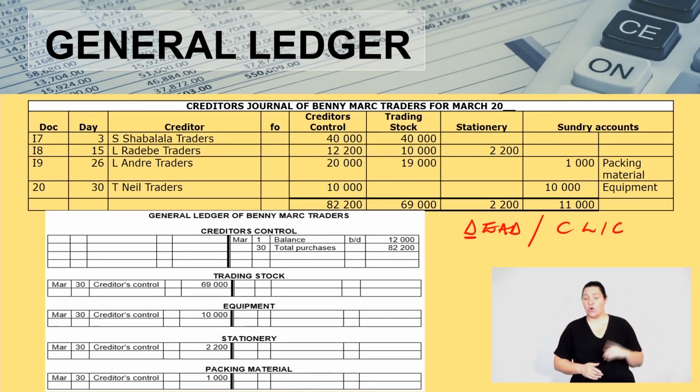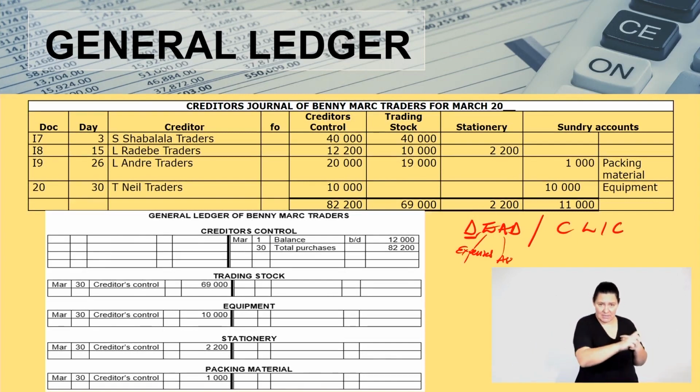So we debit all our expenses. Make sure you're writing with me. We debit all our assets, and we also debit all our drawings. This D stands for drawings. We debit our drawings. Then we credit, so the first C stands for credit.